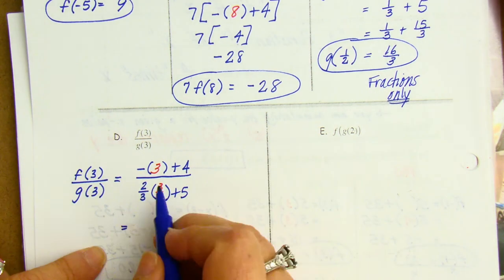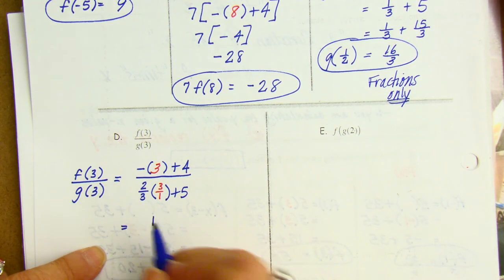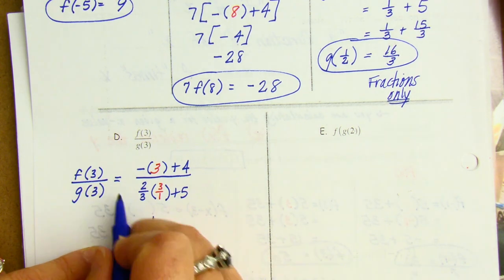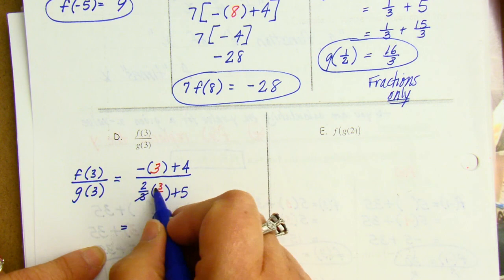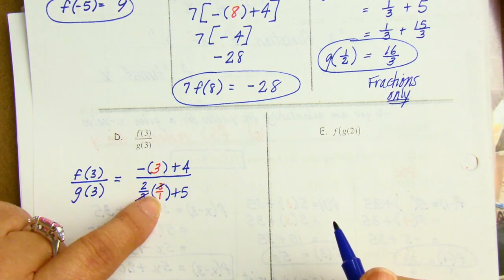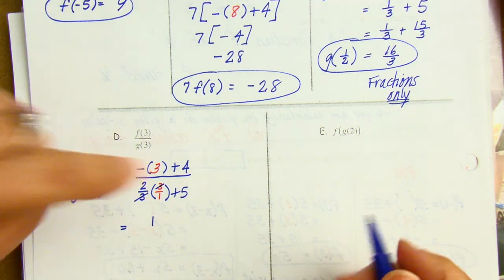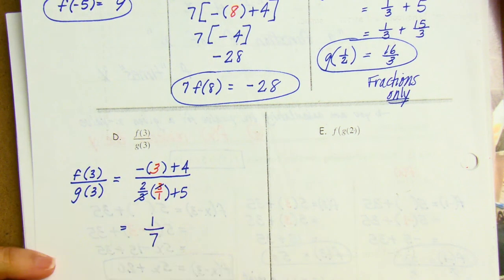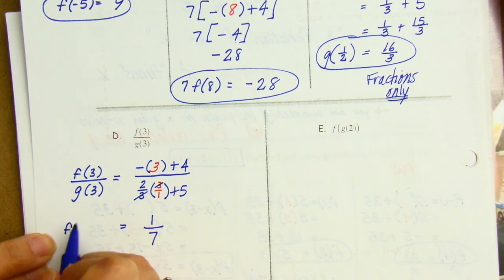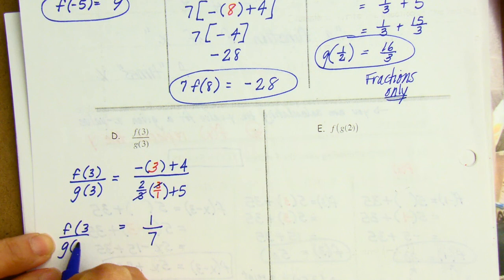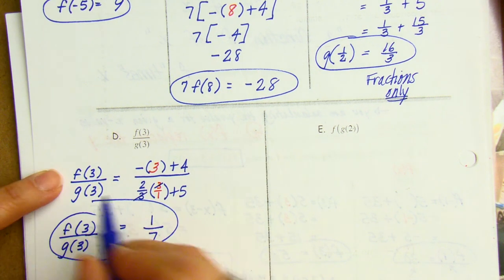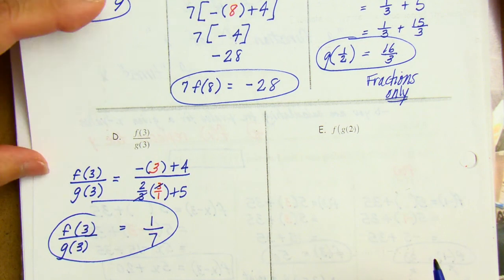Alright, let's look here. Negative 3 plus 4 is 1. What's happening here? The 3's are going to divide out. This is leaving me with 2/1 or 2. What's 2 plus 5? 7. So f of 3 divided by g of 3 equals 1/7. It's not too terrible if you know how to set it up.